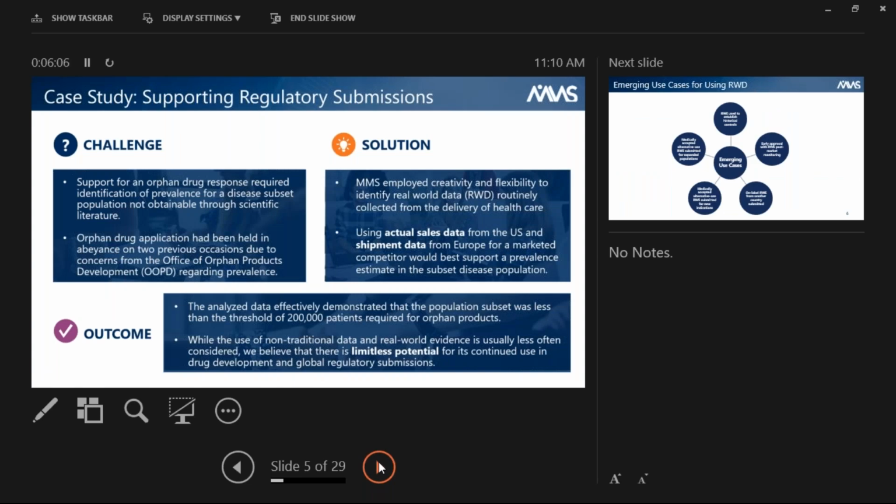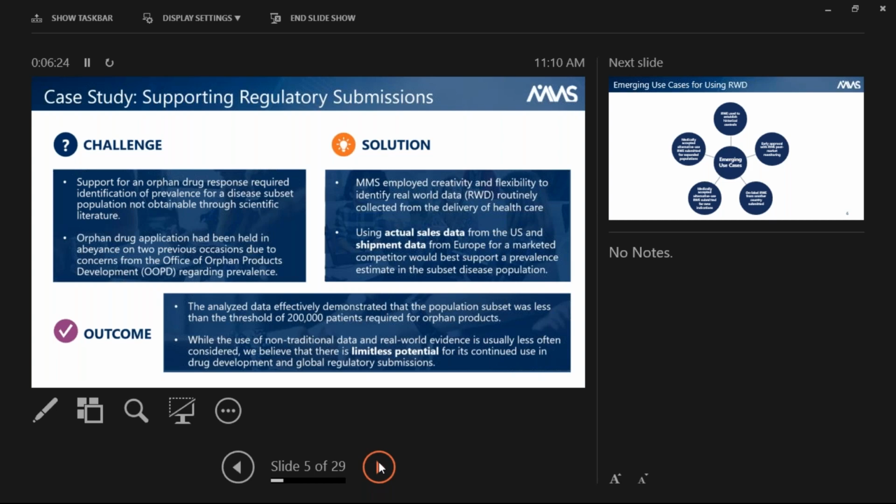We get this question all the time. Can you give me an example of how RWE has been used at MMS? Well, sometimes to find real-world data, you have to use your imagination. At MMS, we had to think out of the box for an orphan drug application that we worked on.